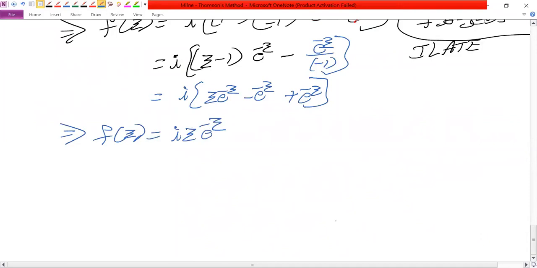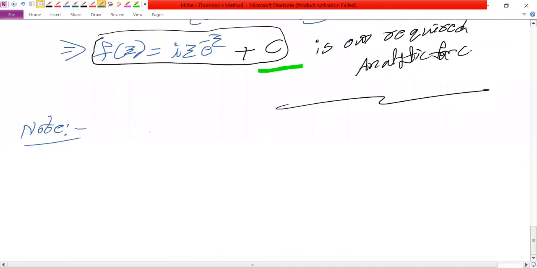In your differential equation, the same process we have to do whenever they provide it. Okay, so f of z equals... I am taking only f of z. I'll tell you about plus c later. I into z into e power minus z.